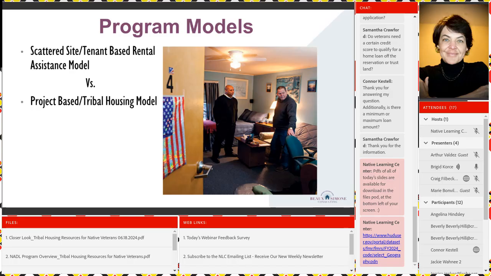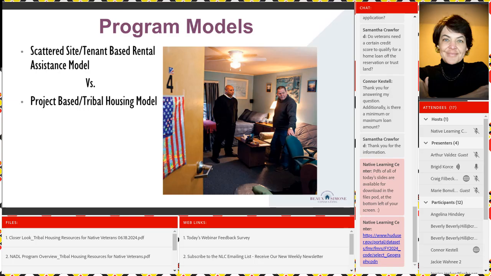And the other program, and some would argue this is more beneficial, is a project-based tribal housing model, where tribes have not historically been able to use Section 8 vouchers in their units. That is changing to some degree, but that has not been part of what you receive. You receive your Indian Housing Block Grant, and you have to make that work. And under this model, we have the ability to take this rental assistance and attach it to units that we own and operate to subsidize the operations.